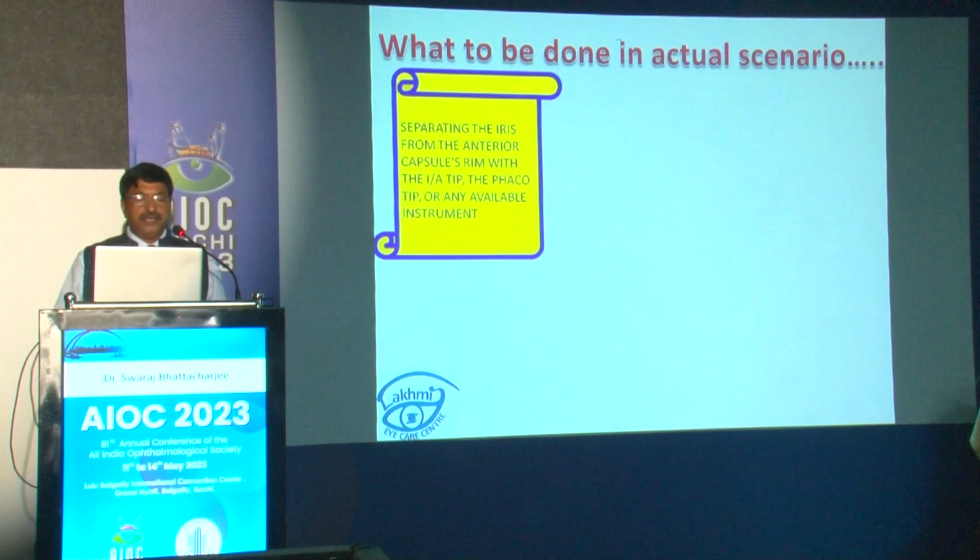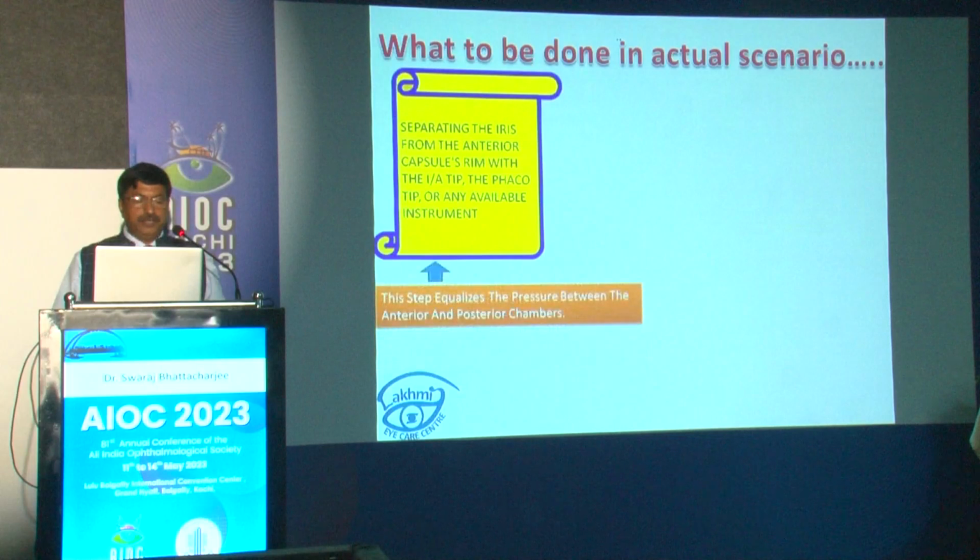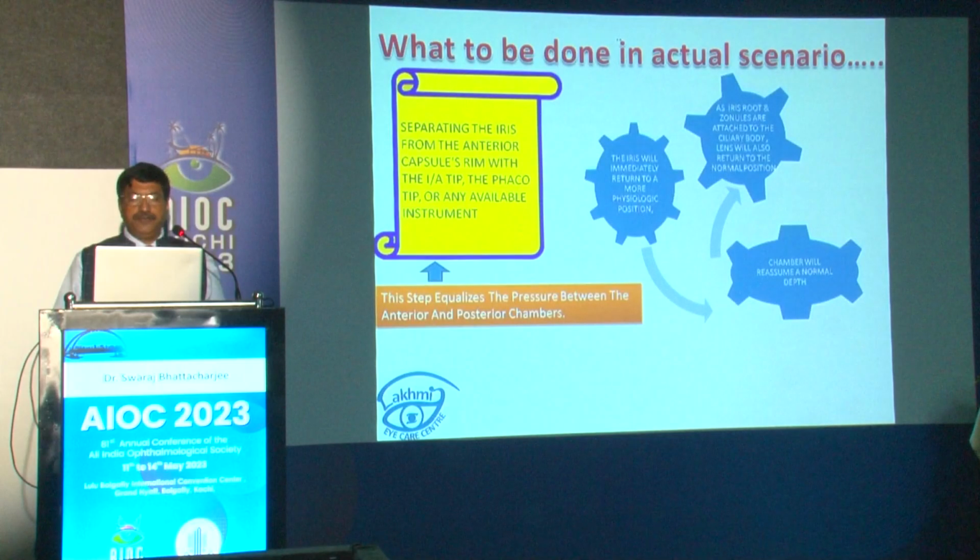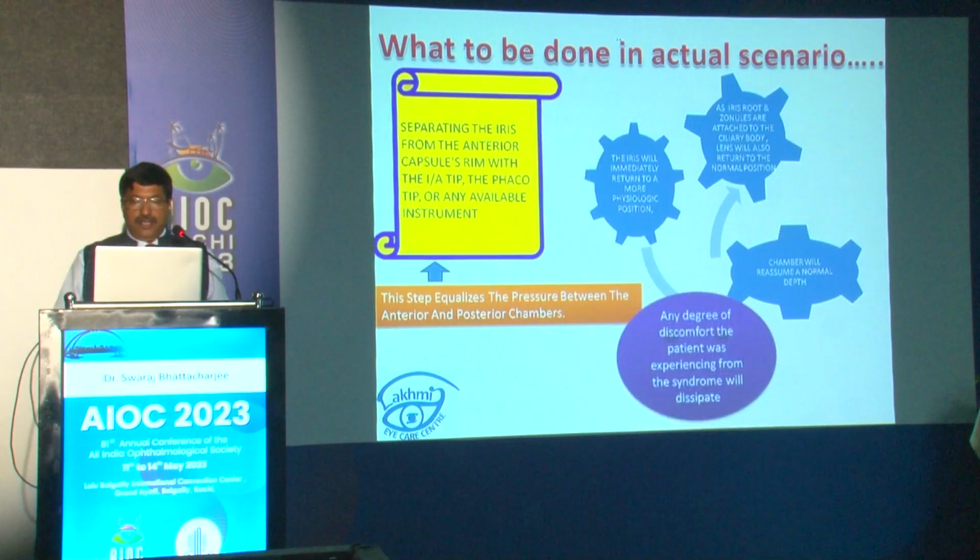Now, what is to be done in the actual scenario? Separate the iris from the anterior capsule rim with the IA tip, the phaco tip, or any available instrument, which equalizes the pressure between the anterior chamber and the posterior chamber. The iris will immediately return to a more physiological position. As the iris root and the zonules are attached to the ciliary body, the lens will also return to its normal position, and ultimately the chamber reassumes a normal depth. Any discomfort the patient was experiencing from the syndrome will dissipate.